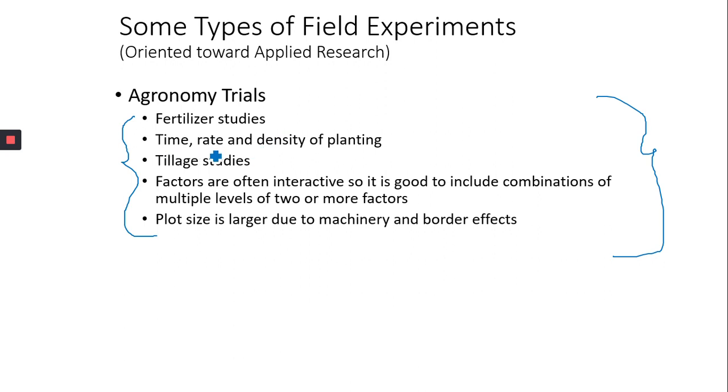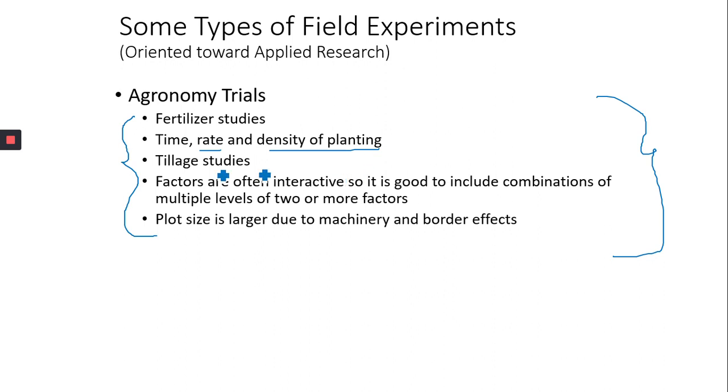So we can have time, rate, and density of planting. I've already given you an example. The timing of planting is critical. We don't just plant crops all year round, but there are specific times where a certain type of crop performs best. So we can also have the rate and the density of planting. Density of planting, basically we are saying how many plants are there per unit area. That one, we call density of planting.